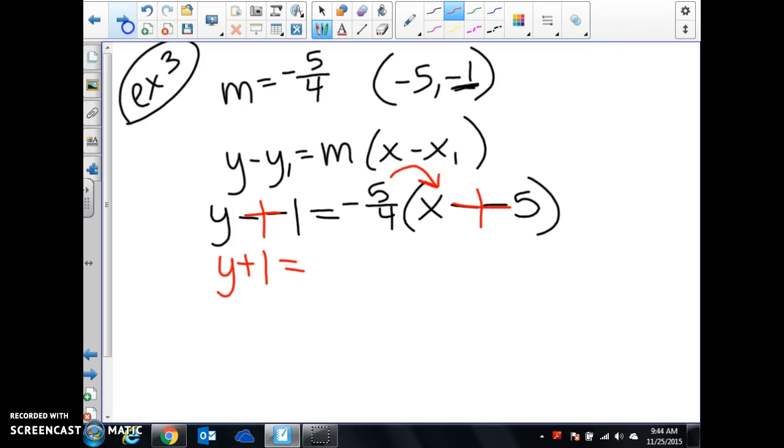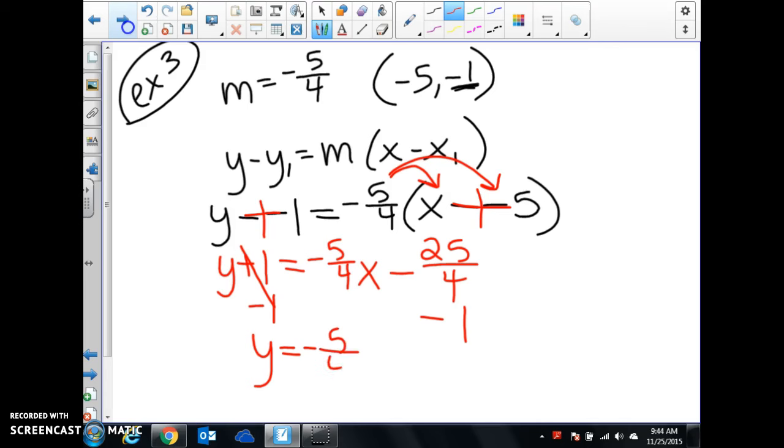Now make these both positives, right? So over here I've got y plus 1. Over here I need to distribute. Negative 5/4 times x is negative 5/4 x. A negative and a positive is a negative. 5 times 5 is 25. 25 divided by 4 is just 25/4. And then I need to subtract 1. So y equals negative 5/4 x. And then I'm going to be honest with you, I don't know what that is. Well, it's 4 over 4, so it'd be negative 29/4.